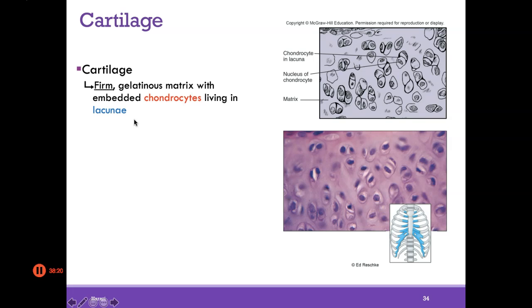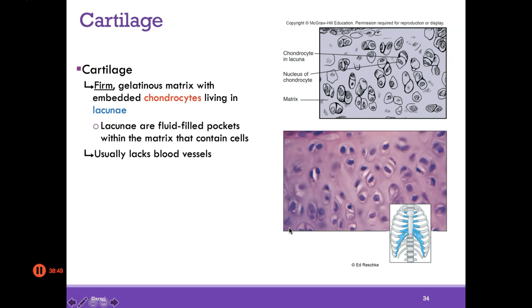So this sounds a little weird, right? These lacunae are little lakes, little spaces within this gelatinous matrix that allow for these cells to live inside. So each of these is a lacuna. It's a little space that allows cells to live inside. They're fluid-filled pockets, right, within the matrix where the cells can live. The cells can't live in the gelatinous part, the non-living part.